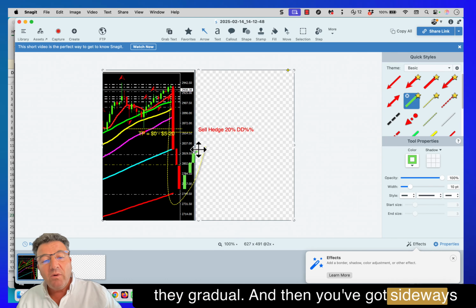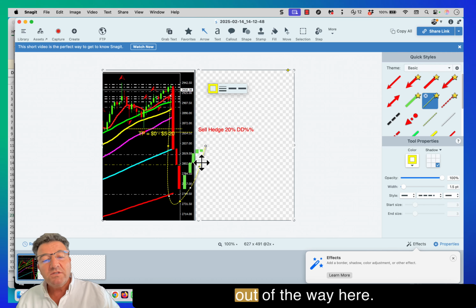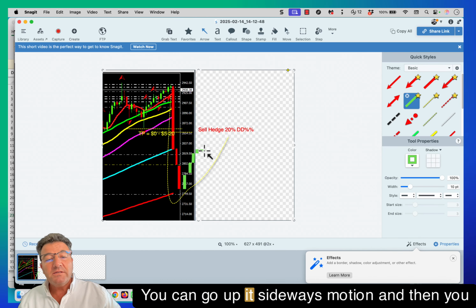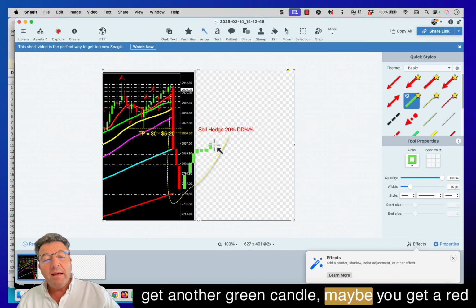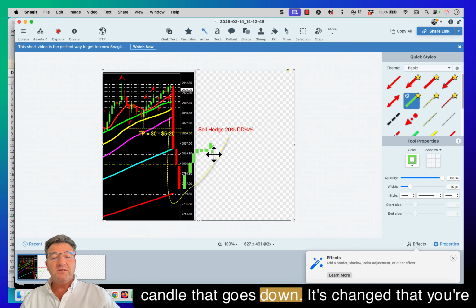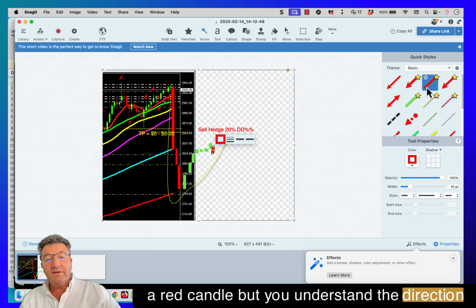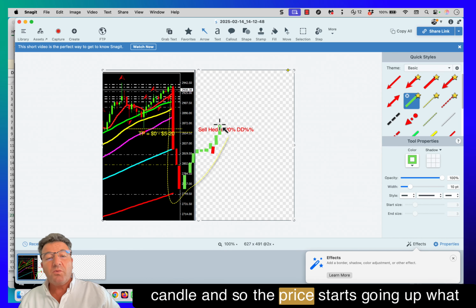Then you've got sideways motion. All right, sideways motion. Let's just move this out of the way here. Get more of it. There we go. Bit of sideways motion. And then you get another green candle. Maybe you get a red candle that goes down. Let's change that to a red candle. But you understand the direction that I'm going. Then you get a nice green candle, and so the price starts going up.